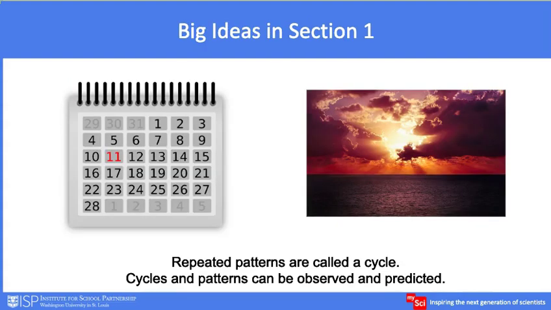Here are some of the content level big ideas for Section 1 and how students will figure them out. Students use laminated picture cards, Unifix cubes, and songs to figure out that repeated patterns are called a cycle, and if we know the pattern, we can predict what will happen next.